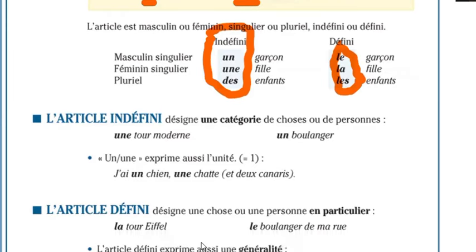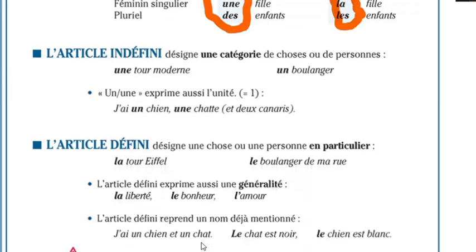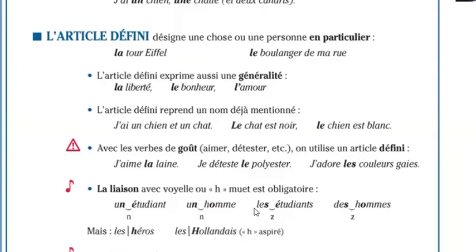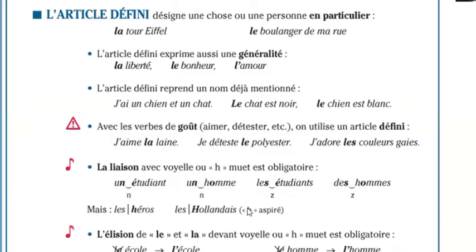Now, the indefinite article, generally in French, is used to designate a category of persons or things. If I say une tour moderne, that is a modern tower, or un boulanger, a baker, I just made a designation. When you have un and une, they are also used to express quantity. J'ai un chien, I have a dog. But when you come to the definite article, they are used to designate not a category of things like the indefinite article, but a particular person or a thing.